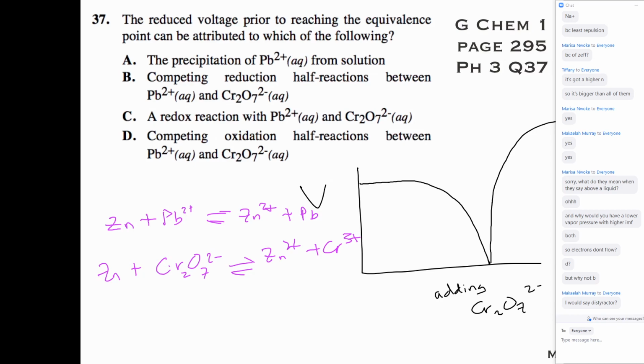So the last one's unbalanced, but it's also reacting this way. So what's actually happening is when you're doing this, you're putting chromate in first, and it's reacting with the easiest one to react with, you get a voltage, but then is it reacting with another one? So the reduced voltage prior to reaching equivalence can be attributed to which of the following?